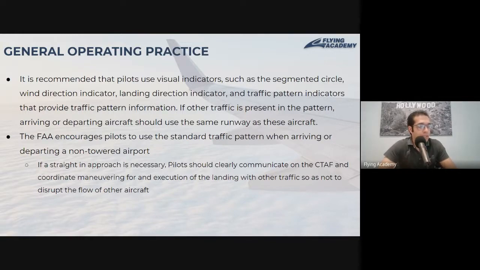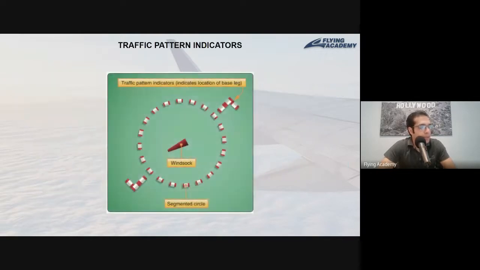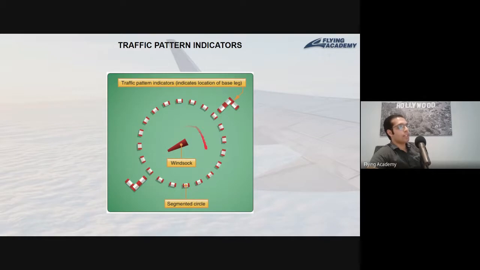If you don't have any control tower, you can fly over the airport and observe the segmented circle. I believe you are familiar with this as well. It shows you the direction of the wind and the direction of the traffic pattern for each runway. Those little T or L things will indicate the base and final legs. Turns to the left, it turns to the left as well.